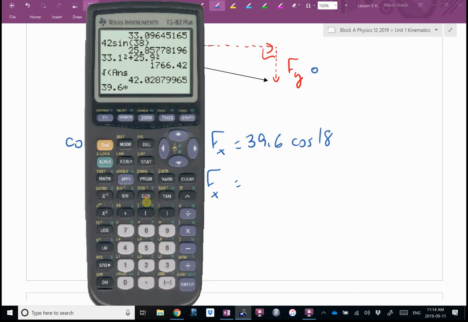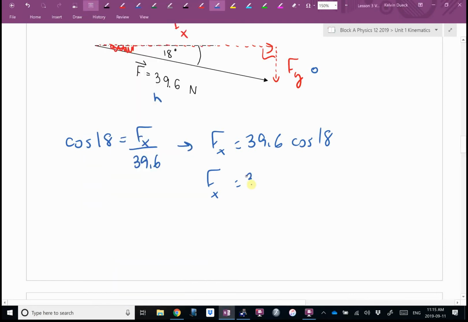39.6 times cos 18. You get 37.6618, 37.7, and that would be newtons. Mr. Dueck, how come you're not including a direction with these? The letter X tells you it's horizontal, or the letter Y tells you it's vertical.